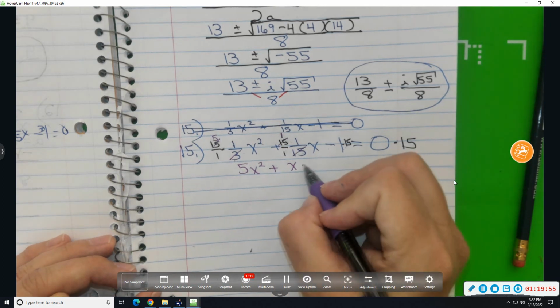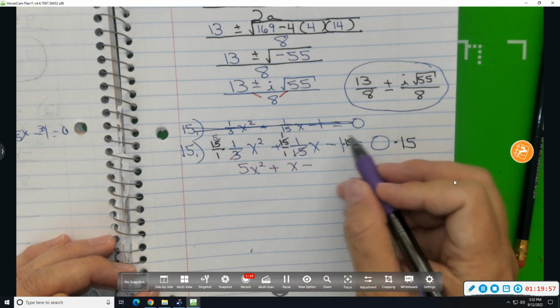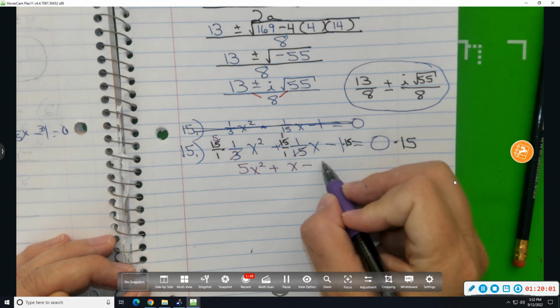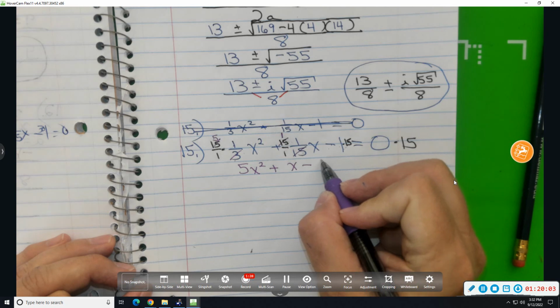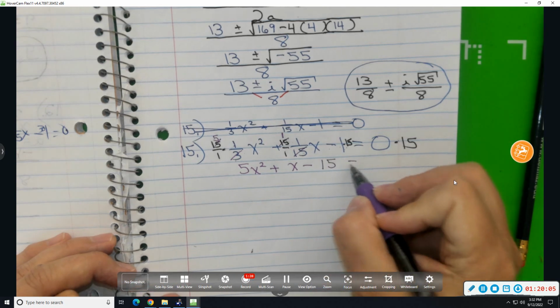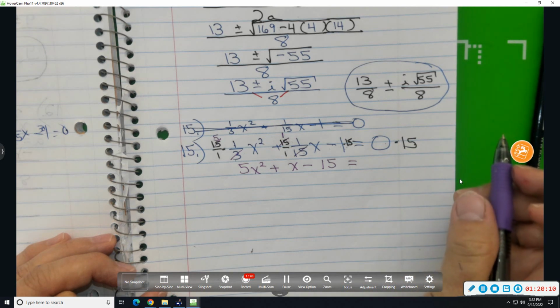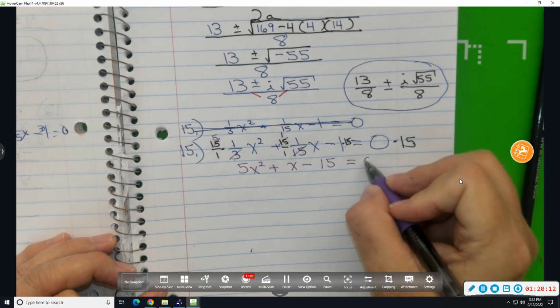Minus, there are no fractions here. Nothing's going to cancel. 1 times 15, what's my new constant term? 15. 0 times 15 stays a 0.